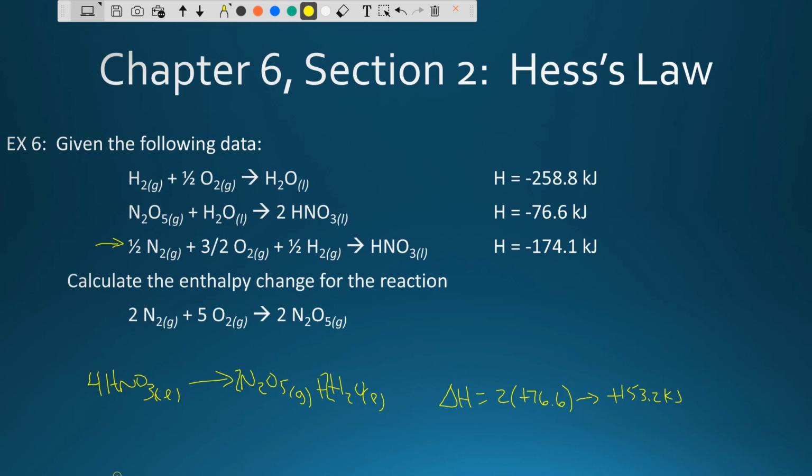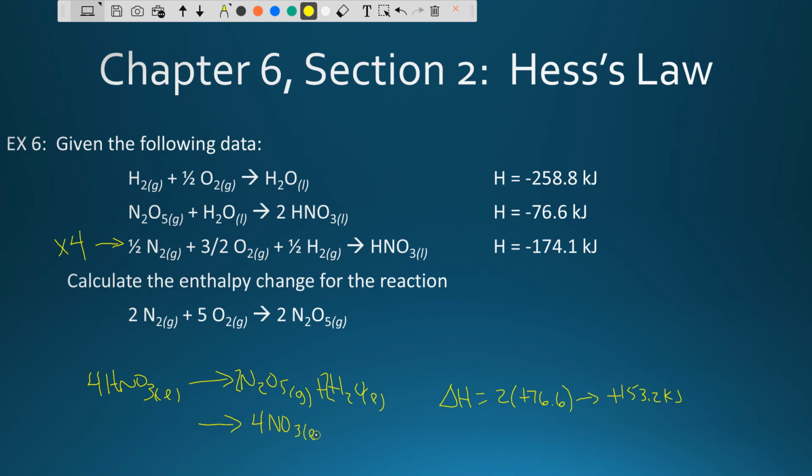Okay, my ending nitrogen, or sorry, to get my nitrate here, I need 4 of these. That means that I have to multiply this by 4 as well. So I don't have to flip this guy, but I do have to multiply everything by 4 so that I have 4 nitric acids here. So let's make my 4 nitric acids.